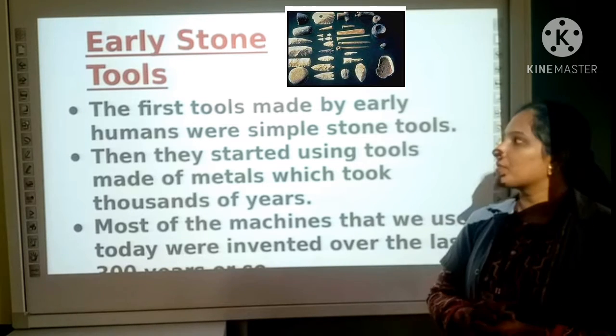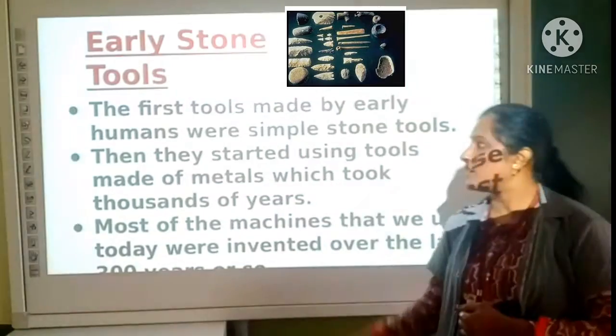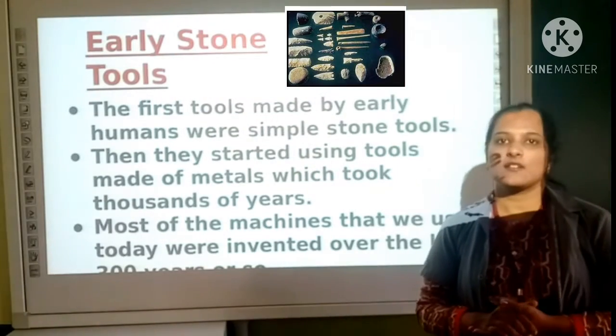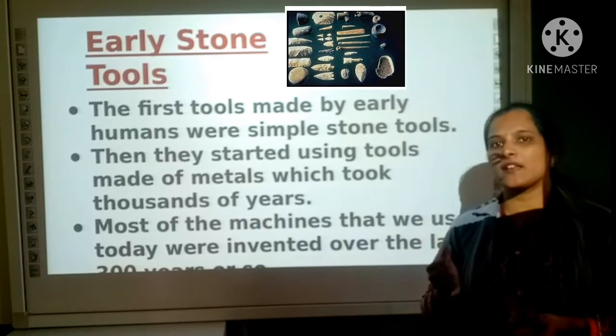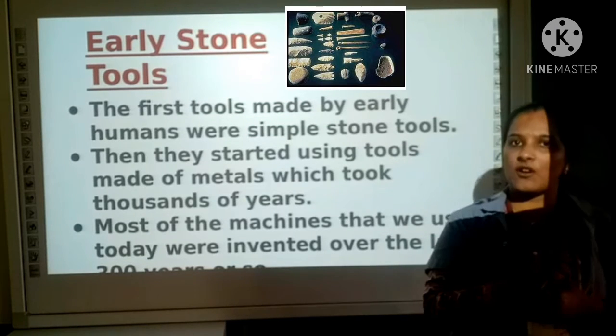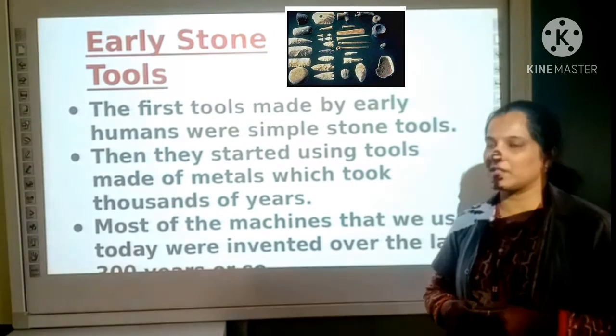How? See, the first tools made by early humans were simple stone tools. Starter stone tools. They used to collect sharp and heavy stones so that they could attack animals or cut the branches of the trees.